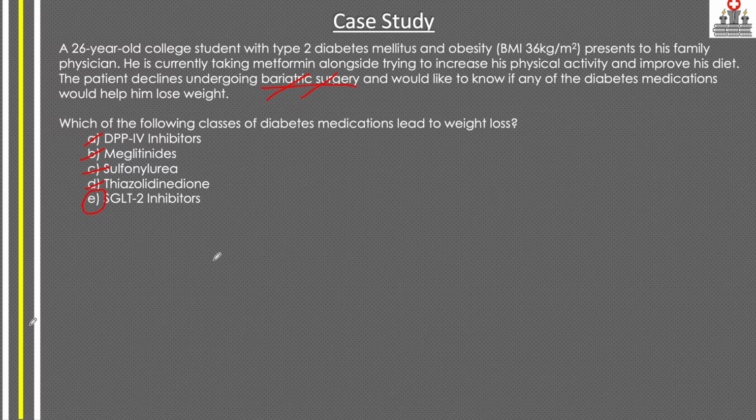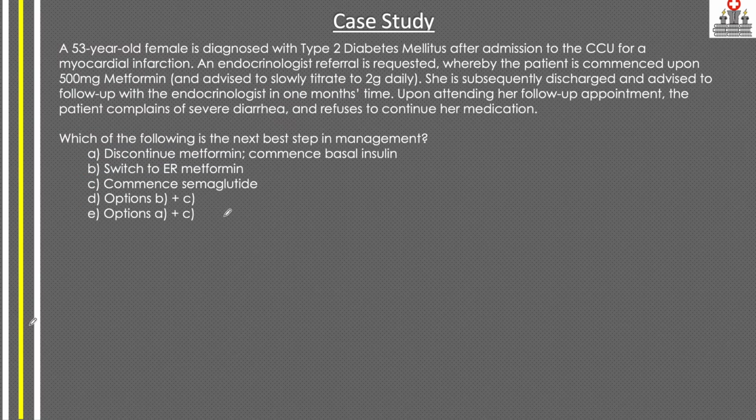So remember, the medications which cause weight gain are the meglitinides, sulfonylureas, TZDs, and insulin. SGLT2 inhibitors and GLP-1 receptor agonists lead to weight loss. Some people may find weight loss on metformin, but more commonly they would just be weight neutral. As well, DPP-4 inhibitors appear to be weight neutral. So let's go on to another case study.